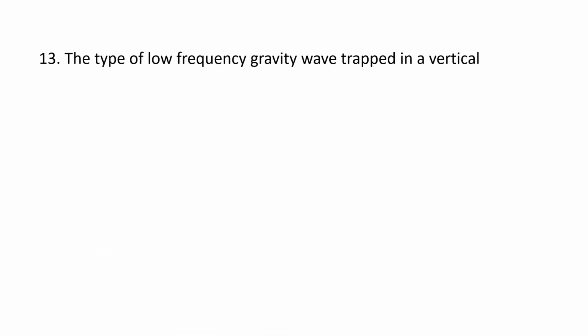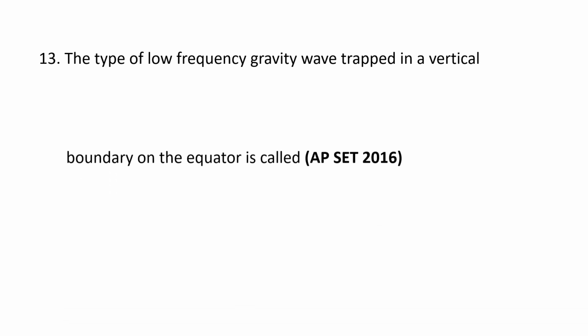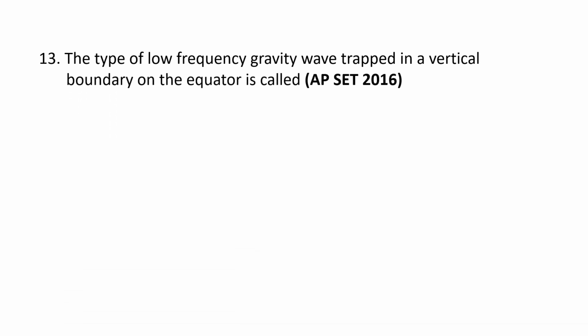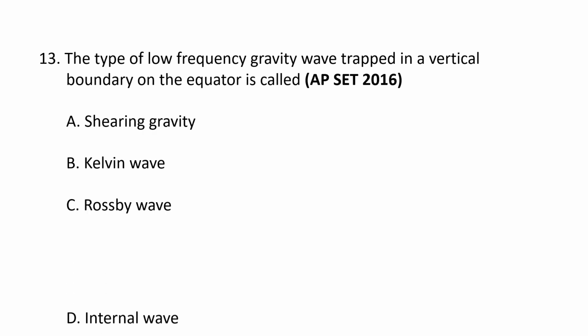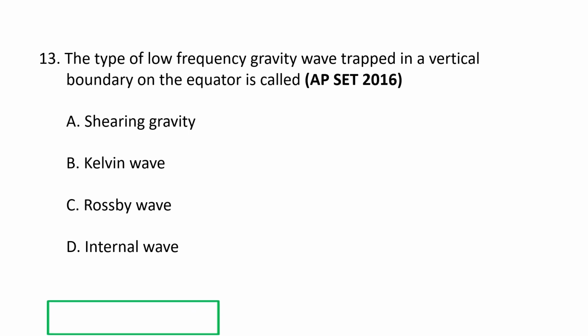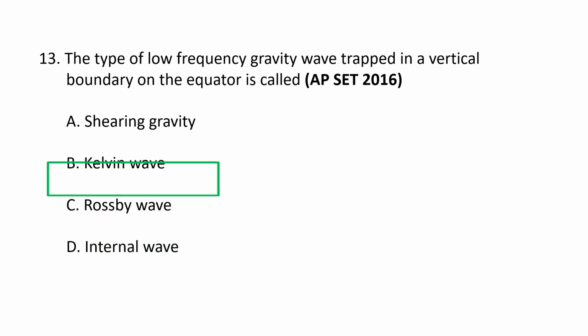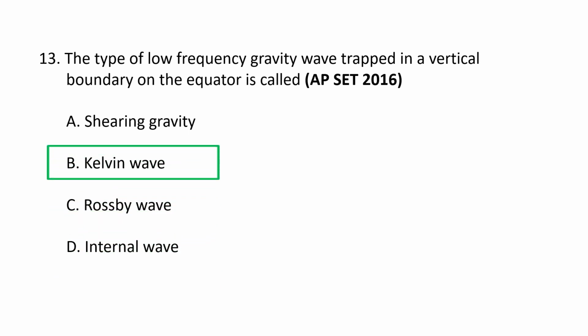Next question. The type of low frequency gravity wave trapped in a vertical boundary on the equator is called A. Shearing gravity, B. Kelvin wave, C. Rossby wave, and D. Internal wave. The type of low frequency gravity wave trapped in a vertical boundary on the equator is called Kelvin wave.